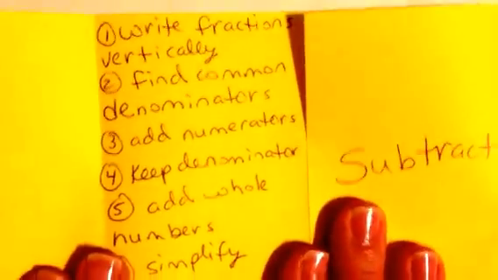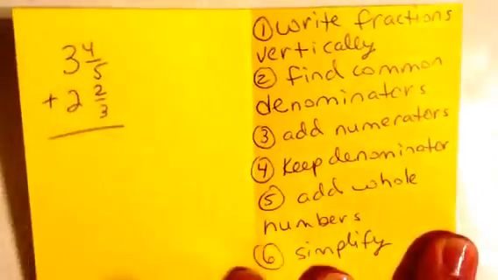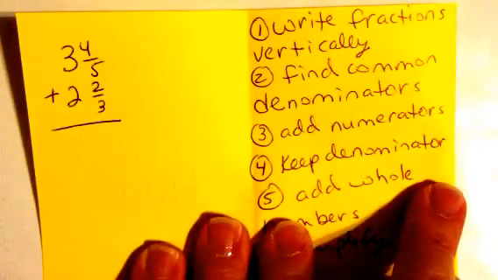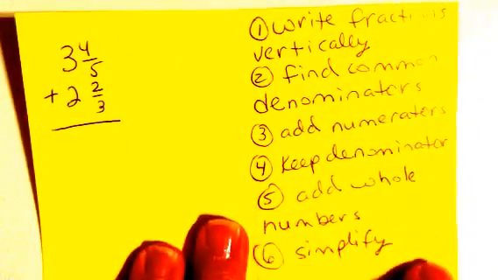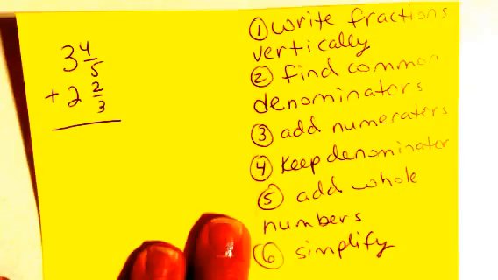So the first operation we're going to talk about is adding fractions. To add fractions, you're going to write the steps on the inside under the Add tab. You write the fractions vertically, find common denominators, add the numerators, keep the denominator. If there's any whole numbers, you want to add the whole numbers and then simplify.